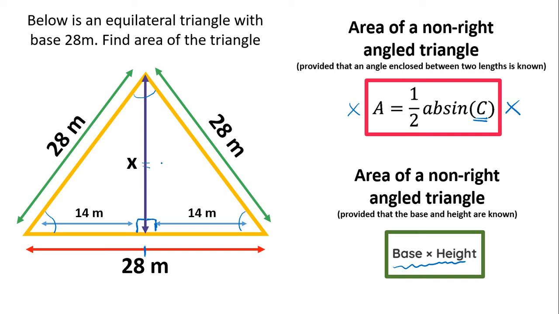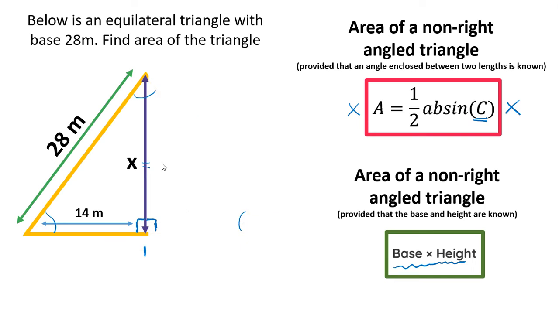So what I'm going to do is get rid of one part of the triangle, and I'm just going to be dealing with this part right here. To make it a bit more neat, I'm going to redraw it out here. And as you can see, this height is x, this one here is 28, and this one here is 14.